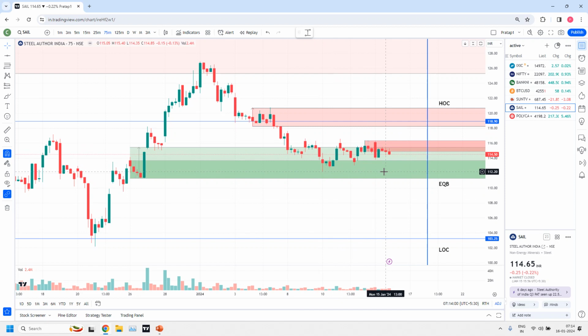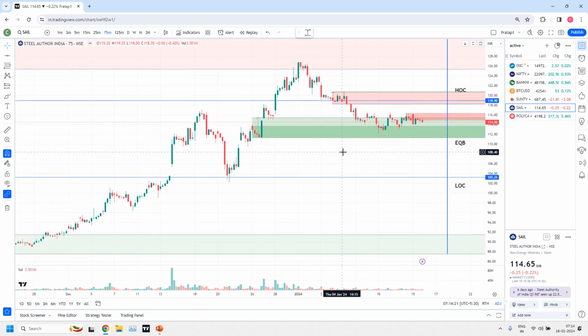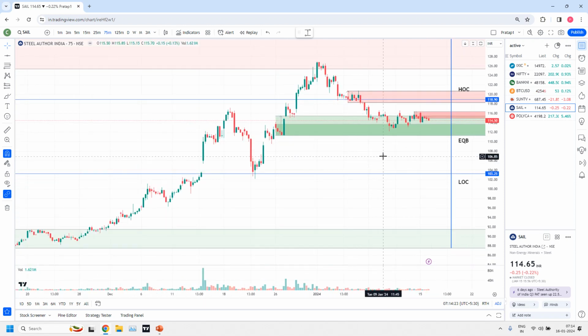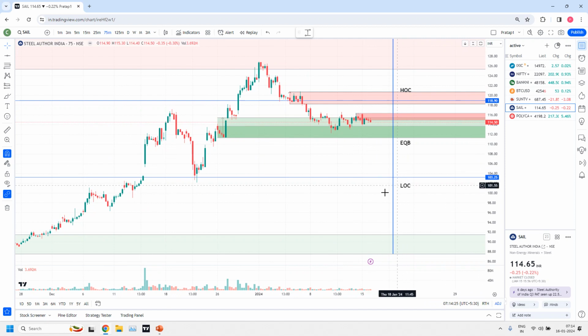But HTF price direction is not supporting. That means we are trading against the HTF price direction. When can we plan against the HTF price direction? There are two conditions. First condition is the trend should be uptrend, so that is satisfied. Second condition is the curve should be either equilibrium or low on the curve. Then only you can plan.